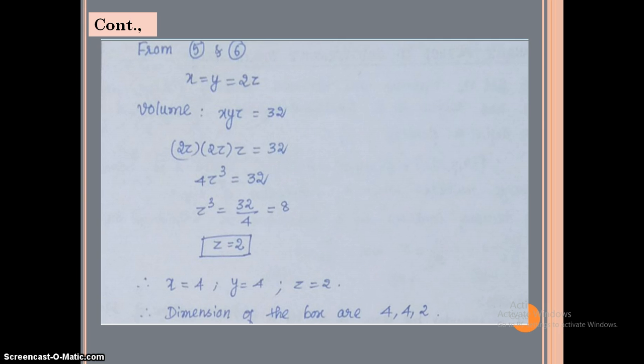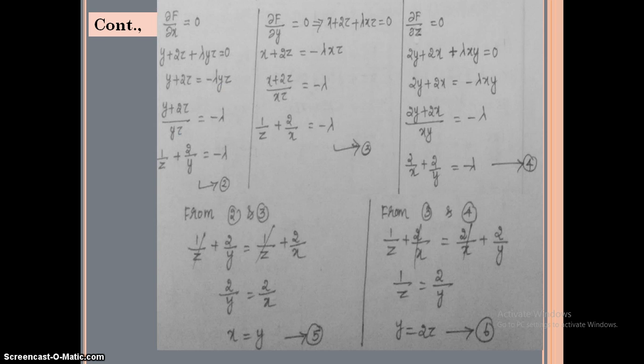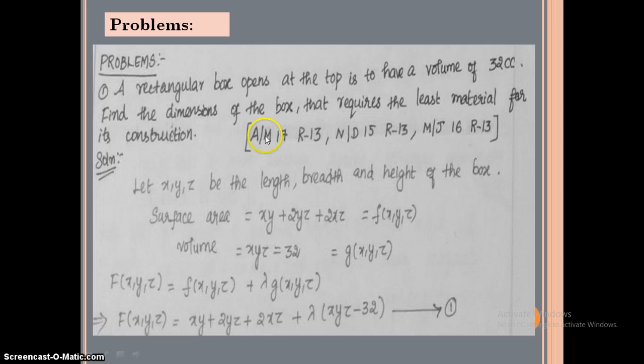So this is a very important problem. Be careful in finding the solutions. Again I can recall: the rectangular box open at the top, so first we find the function, which is not given here. The surface area of the rectangular box, since it is open, is xy plus 2yz plus 2xz equal to f of x, y, z. The volume is given, and that is a condition: 32 cc. The volume is nothing but xyz, so xyz equal to 32. That is another equation.